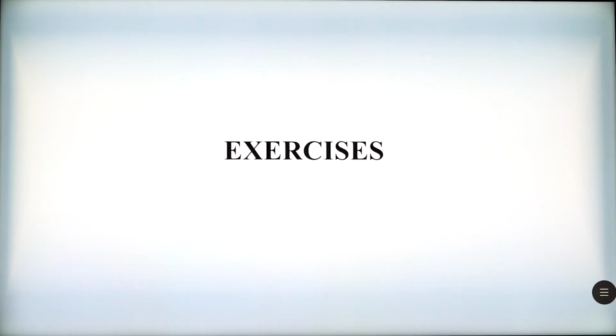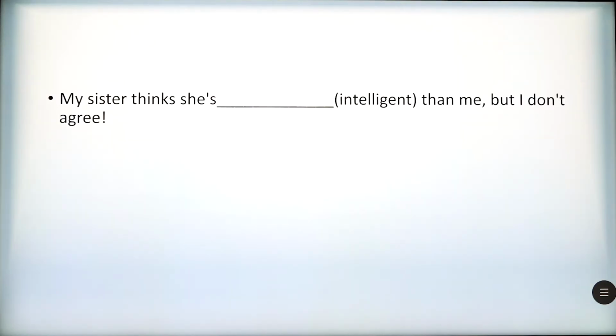Now let's continue with some exercises. Let's see if we understood something. We have a gap here which you need to complete by using the comparative or superlative form. What do you think? What would you add in this gap?